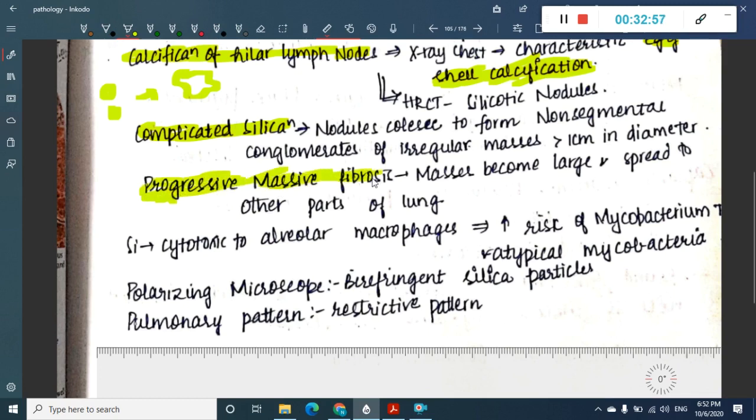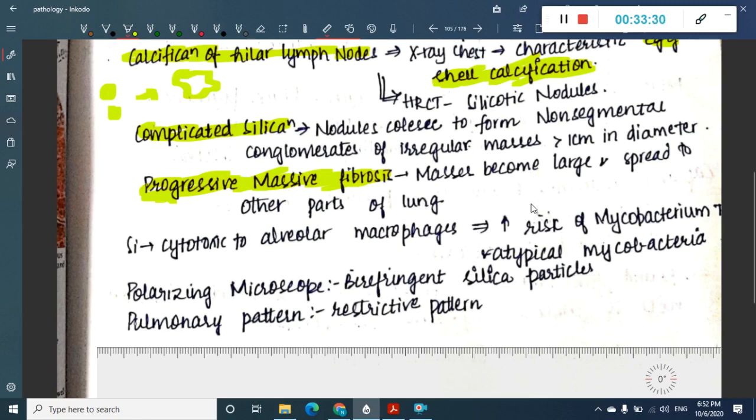Slowly, as the disease progresses, you can see these masses or nodules enlarge and they might spread to involve the whole lung, and slowly the fibrotic process also gets activated. This activation of the fibrotic process causes fibrosis of the whole lung, leading to honeycomb pattern or massive fibrosis of the whole lung. So in silicosis, the silica is actually cytotoxic to alveolar macrophages.